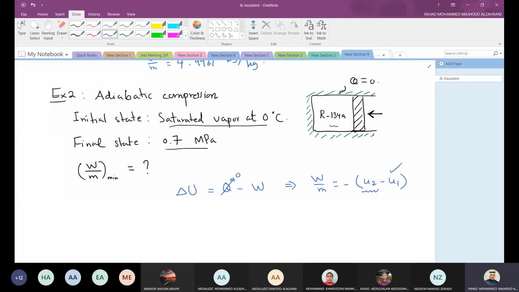That's why I didn't tell you to find the work. I told you to find the minimum theoretical work. What does this give you? This gives you information for the second property. Which is the second property? Entropy.